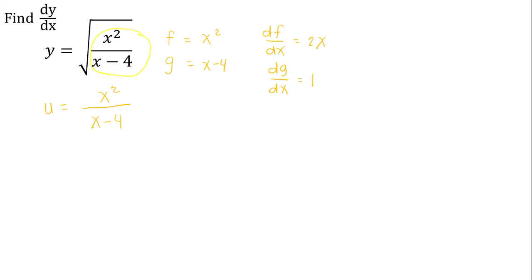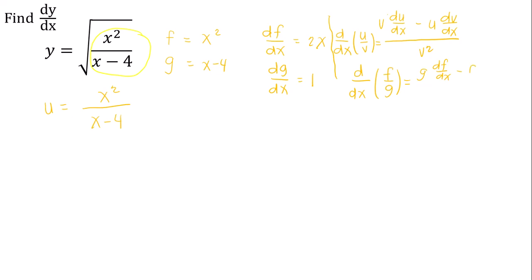Now recalling the quotient rule, we have (v du/dx minus u dv/dx) all over v squared, and this is equal to the derivative of a quotient. Now in our example, our variables used are actually f and g. So the derivative of f over g with respect to x is equal to (g df/dx minus f dg/dx) all over g squared. I hope you get the assignment of variables.